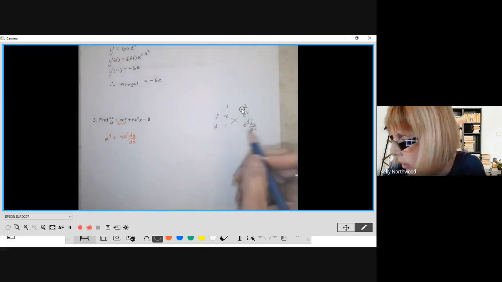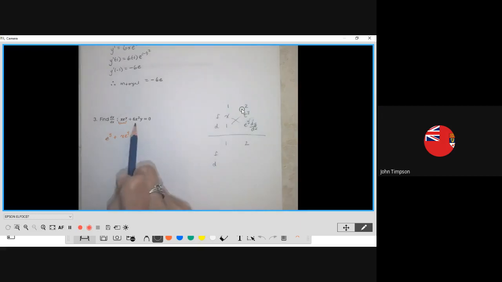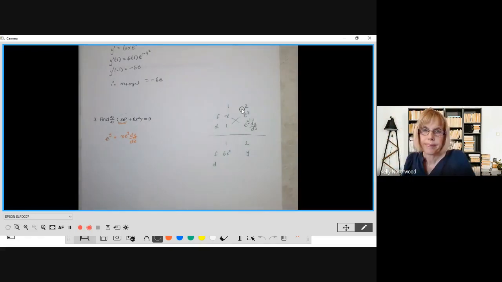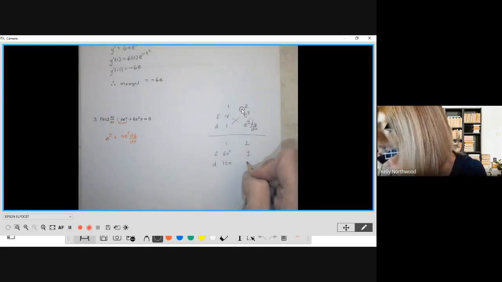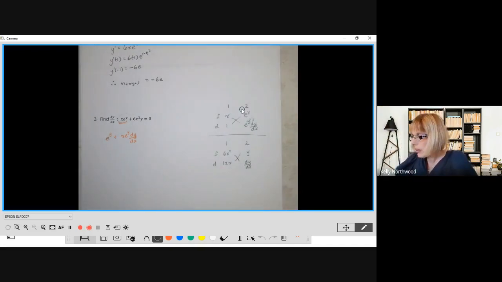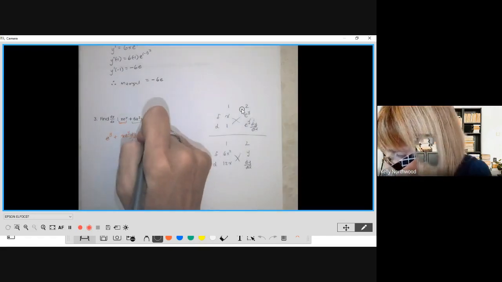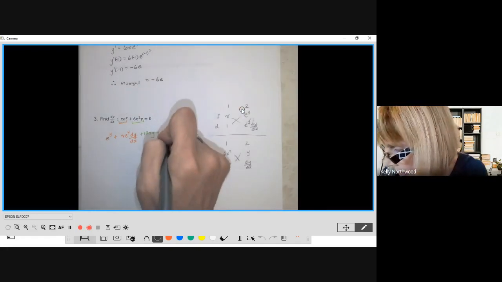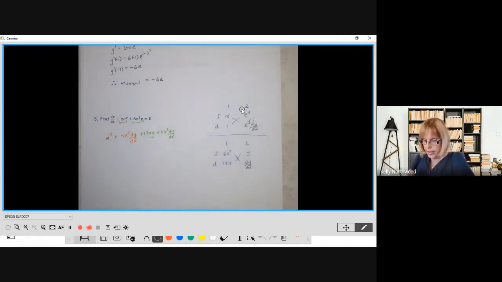And then the 6x squared y is also a product rule. The first function is 6x squared, and the second one is y. Derivative of 6x squared is 12x, and derivative of y is dy by dx. And I'll do that part in green. So it's going to be plus 12xy plus 6x squared dy by dx equals 0.